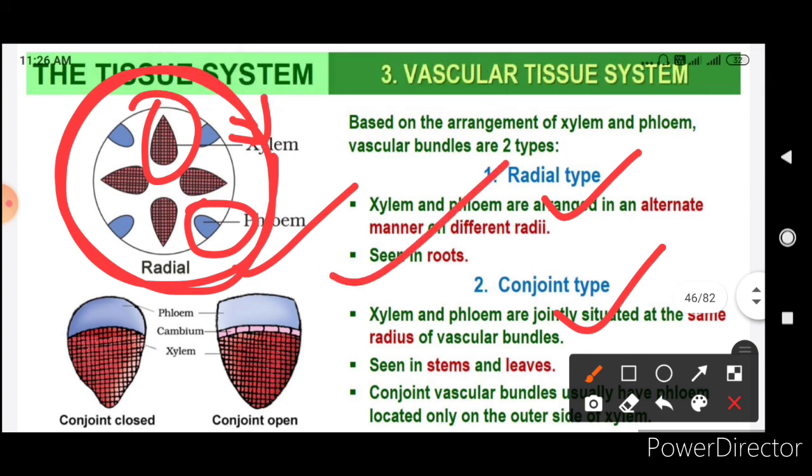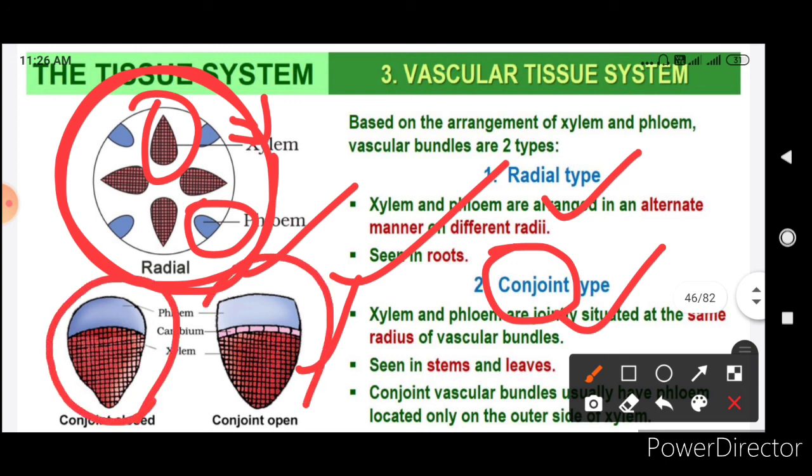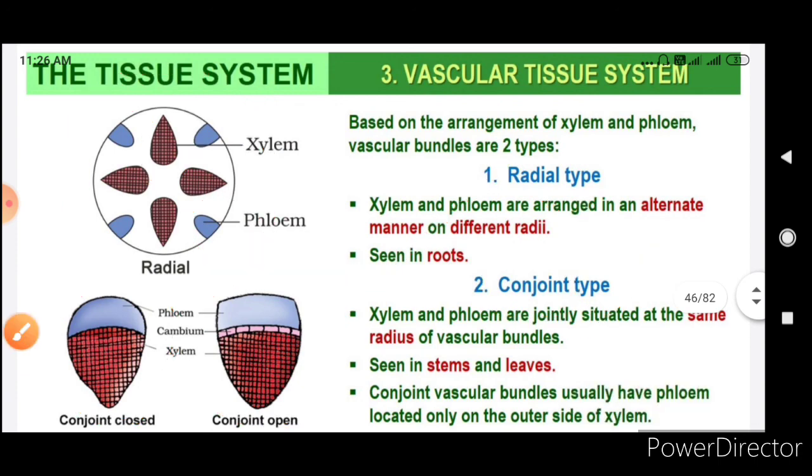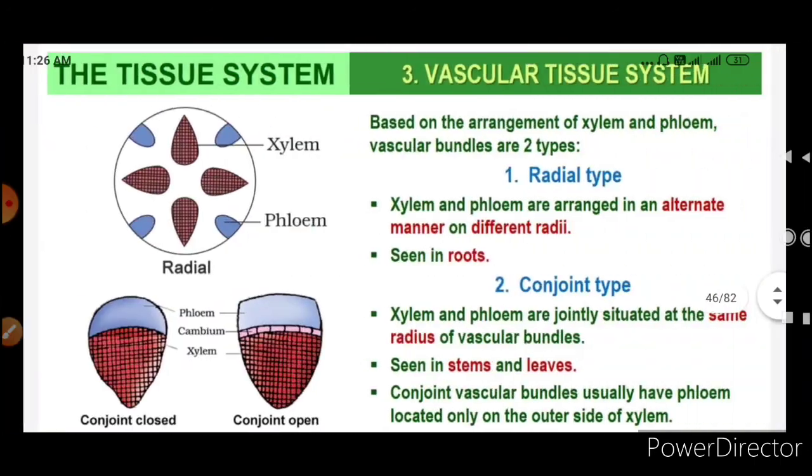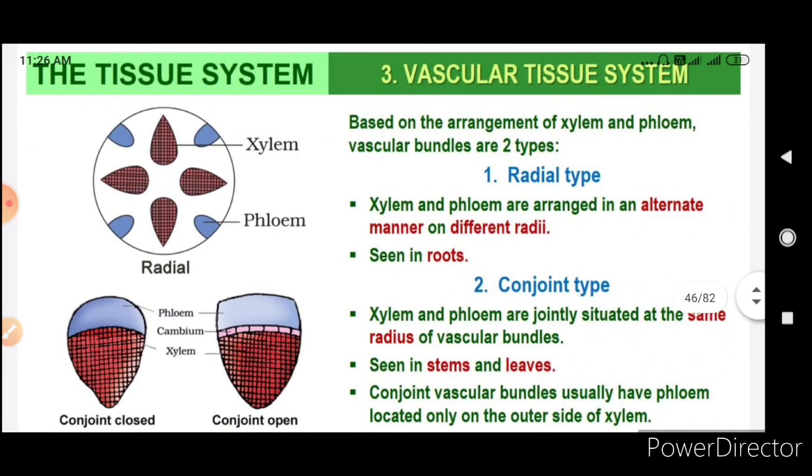When we come to the conjoint type, as the name suggests, the xylem and phloem are jointly situated on the same radius of the vascular bundle. This is seen in stem and in leaves. This is conjoint closed because it does not have cambium, and this is conjoint open, which has the cambium. Conjoint vascular bundles usually have phloem located only on the outer side of the xylem. So this was all about the tissue system.